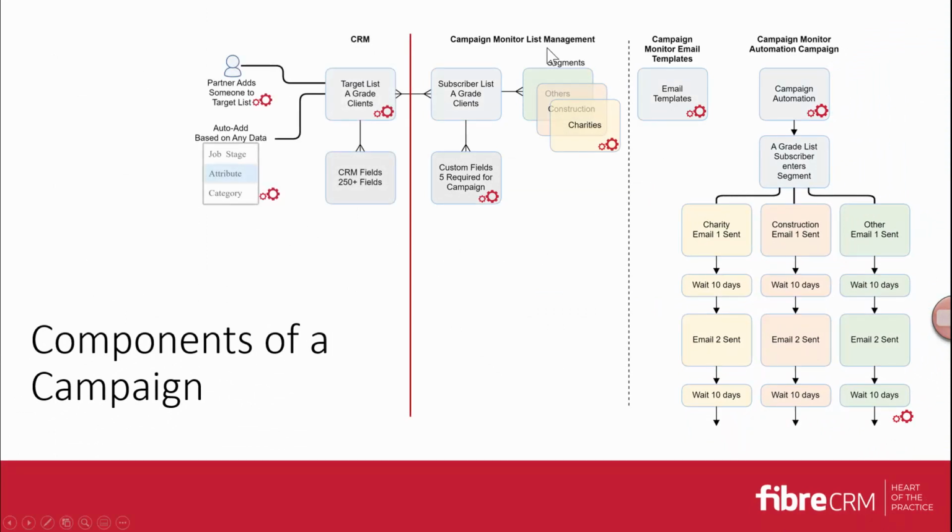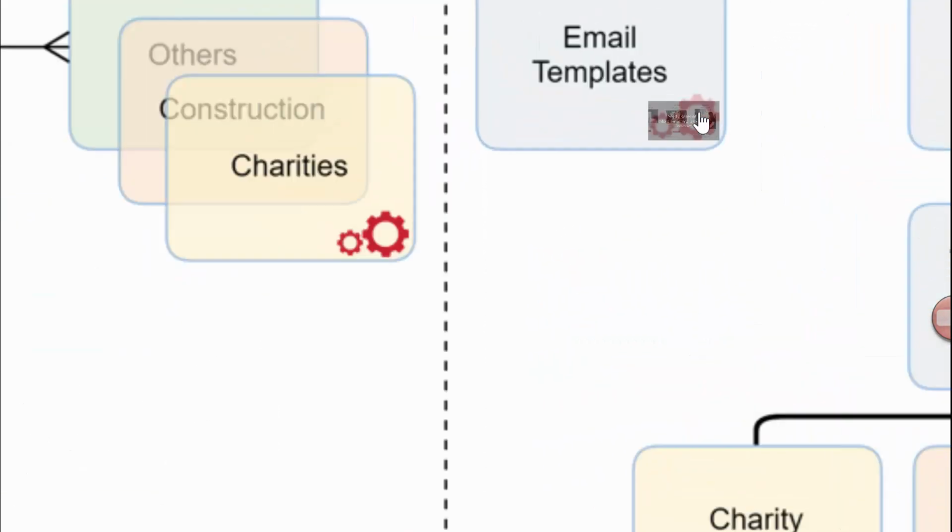So that's the lists dealt with. We've got our partners adding people to a target list. They're syncing to the subscriber list. The custom fields that we've mapped are syncing across, and they're all going into their relevant segments. So the next part of our campaign is to build out our email templates and then to start building out our journey. So the email template is quite straightforward.